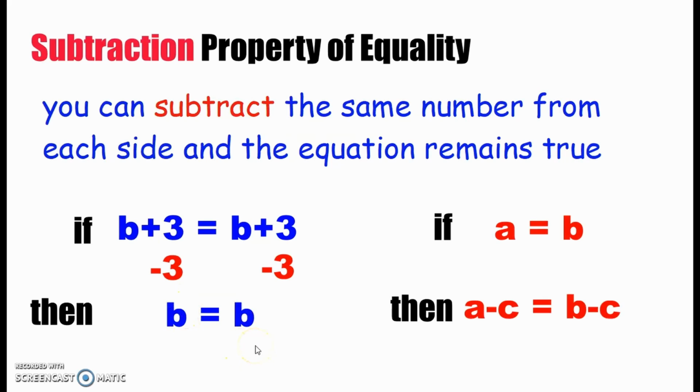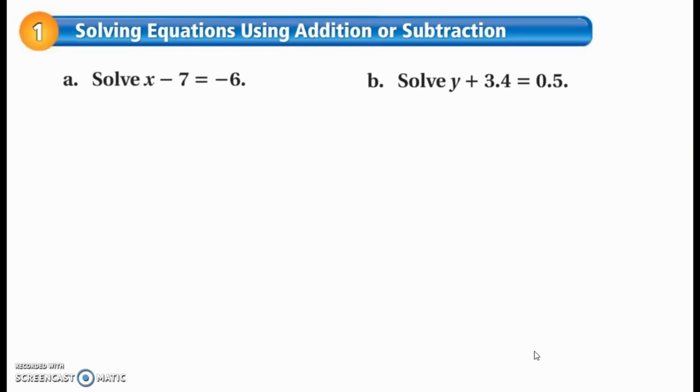Or if we had something like this where we have a quantity on one side and another quantity on the other side, if we take away the same number from each side, then it's still true or still balanced. All right, let's look at a couple of examples.